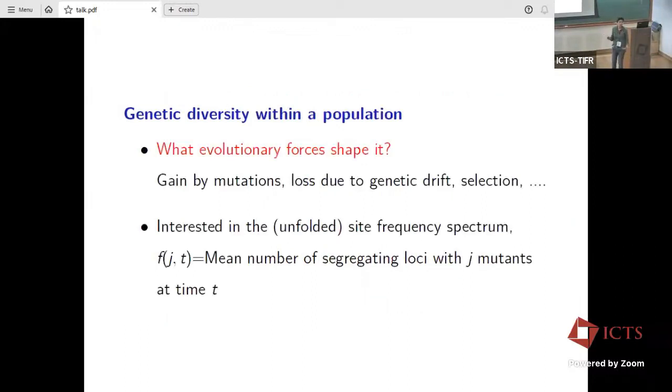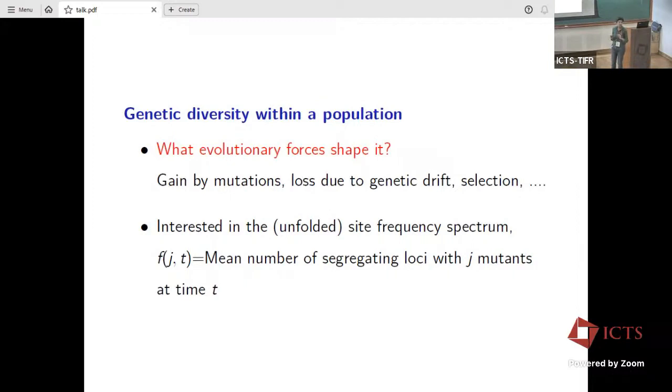Okay, so I'm again also concerned about genetic diversity within a population. And again, as you have heard many, many times, one of the big questions is simply what evolutionary forces shape the genetic diversity in a population. So typically it's gained by mutations, and it's lost to genetic drift, selection, and migration and other forces perhaps. Okay, so this is a big question that you already know.